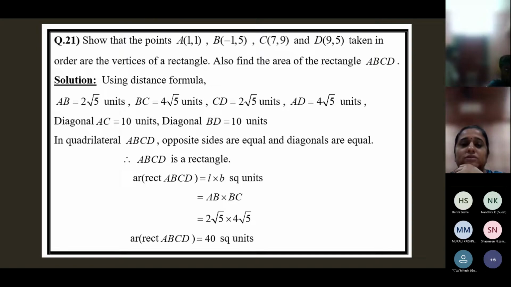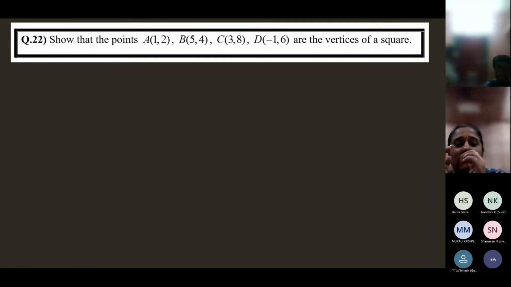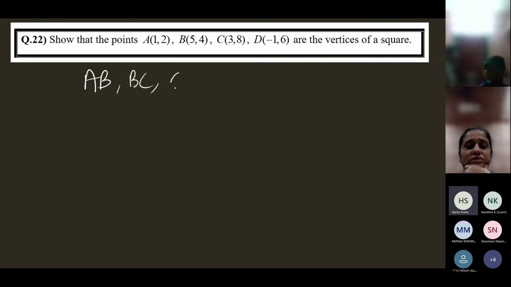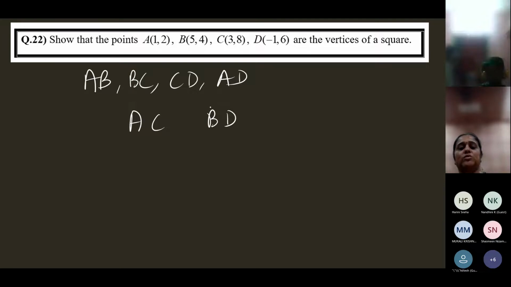Now tell me, children, it's not 'check if', it's 'show that the points A, B, C, D are the vertices of a square'. How do we do this? We should find AB, BC, CD, AD, AC, and BD. Now, what should your findings be to show that it's a square? All sides are equal and the diagonals are equal. Equal or unequal? Equal.